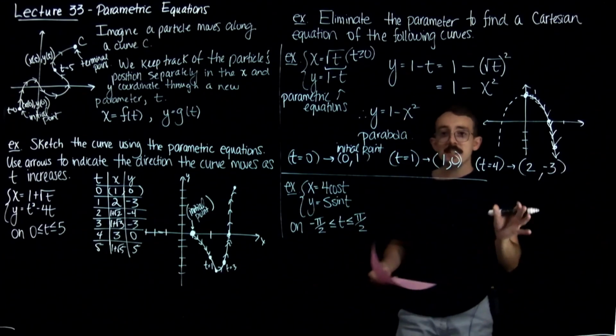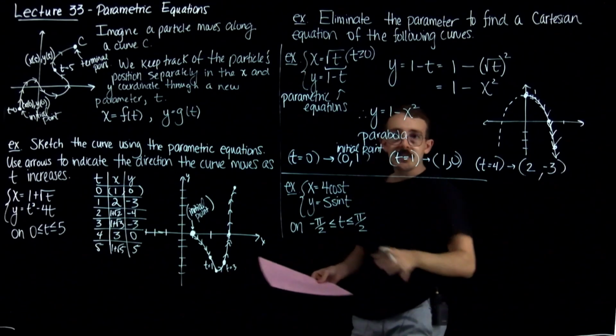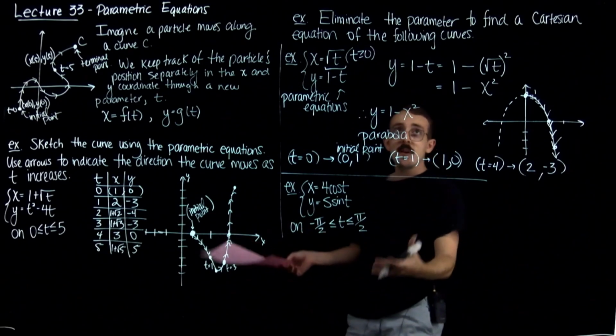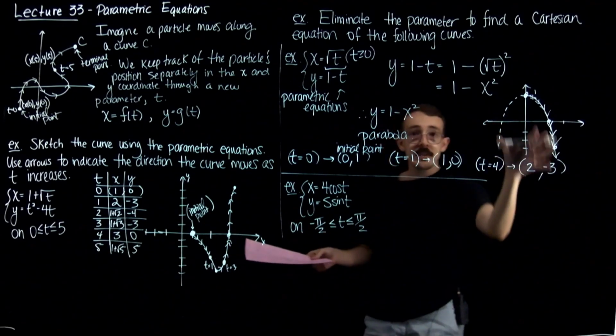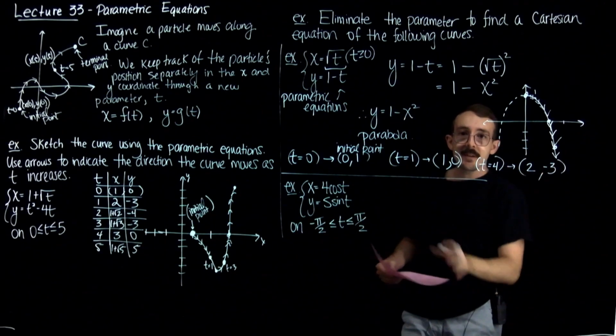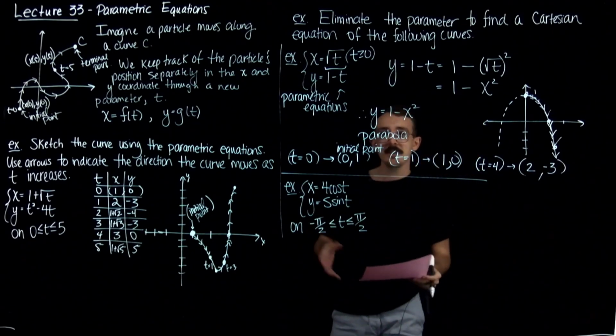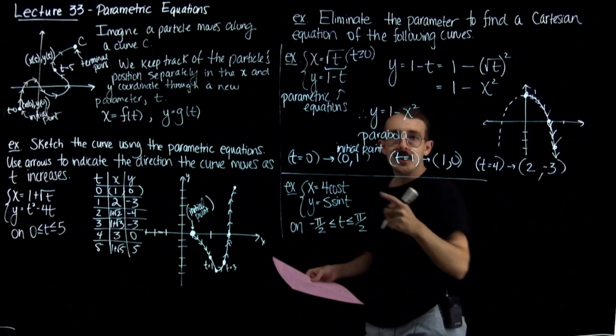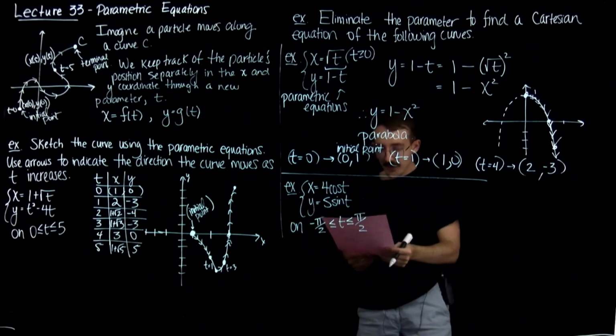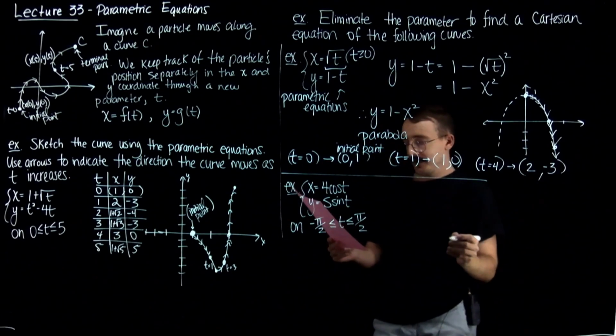OK, I challenge you to try this one on your own. So when you're done drawing it, also label the direction it's going as well. And I'm going to go ahead and attempt this now. I'm going to show you basically the trick, what you need to do with cosine and sine here. So let's take a look at this.